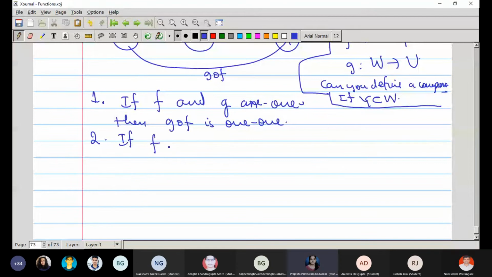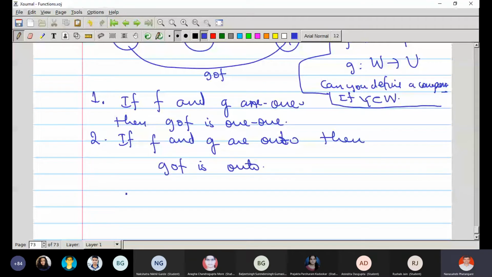Can the composite function be a bijective function? So if F and G are onto, and if both are 1-1, then the composition is 1-1. If F and G are onto, then what can you say about the composition? It is true actually. And if the above two statements are true, then what general statement can you make?